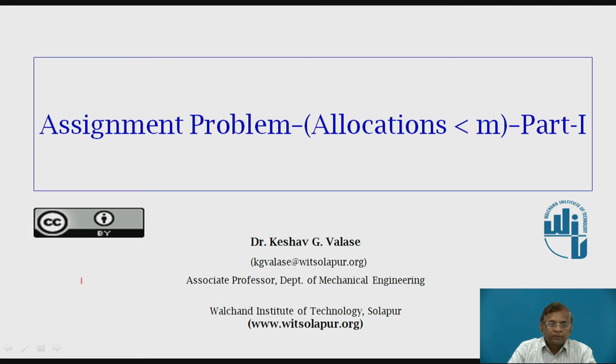In this session, we'll be discussing the assignment problem, but a case where the number of allocations is less than m. As you know, we have discussed in earlier videos, if we have a 5 by 5 table, then the number of allocations must be exactly equal to 5. But there may be cases where eventually we may have fewer allocations than the required number. So how to deal with such problems?